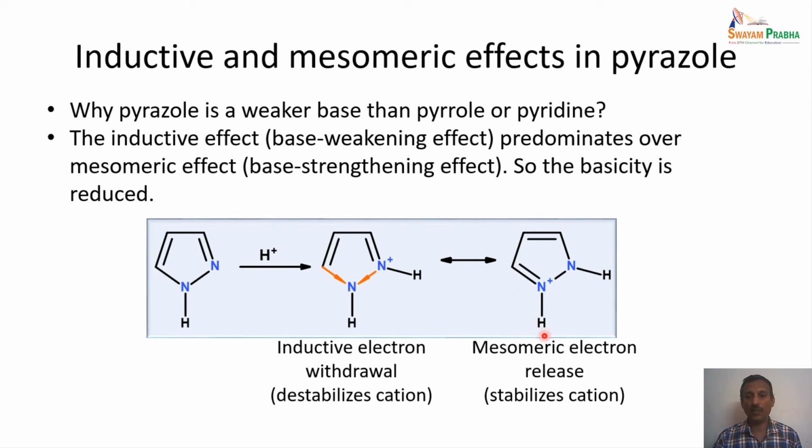Whereas if you look at the mesomeric electron release in the same case, this actually stabilizes the cation, but unfortunately this effect is very weak compared to this inductive effect. That is the reason the pyrazole is a weaker base compared to pyrrole or pyridine, because in pyrrole or pyridine we have only one nitrogen, we don't have two nitrogens as in the case of pyrazoles.